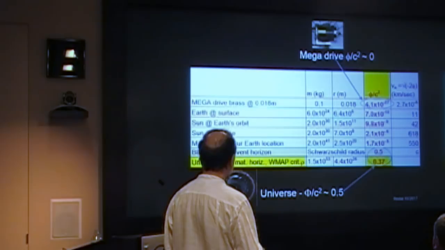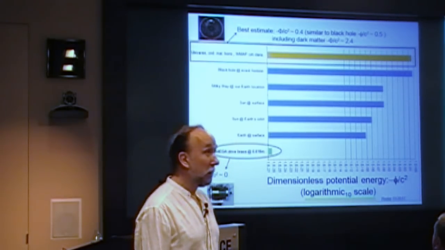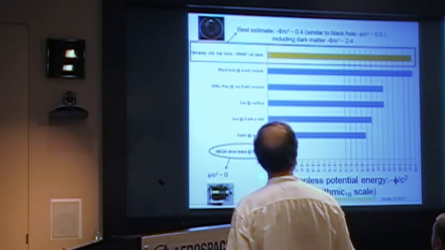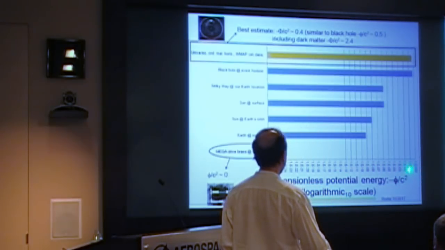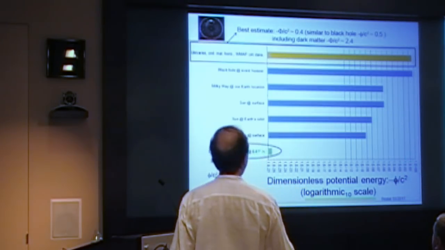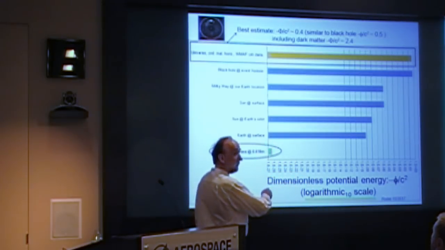But remember, the Mach drive is close to 0. Let's plot this, because I can put numbers, but one doesn't have a sense of what this is. Here we have a logarithmic scale. That means each of these increments is a factor of 10. This is 1 × 10⁻²⁷. This is 1. Look at where the Mach drive is here. It's here, it's practically 0, nothing here, okay?